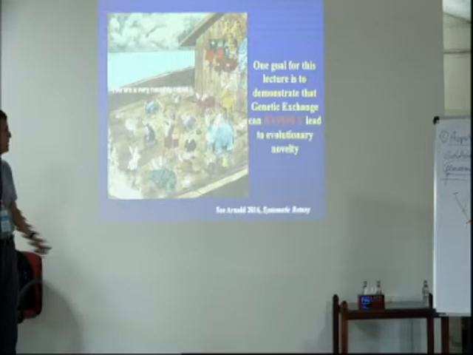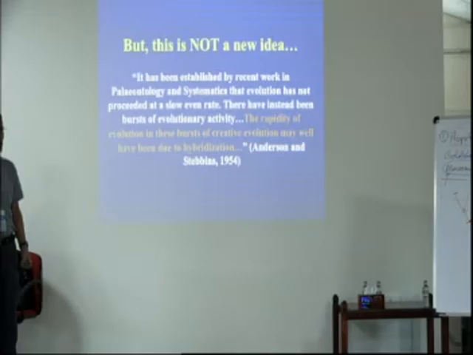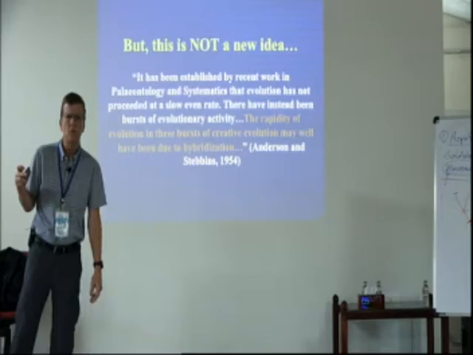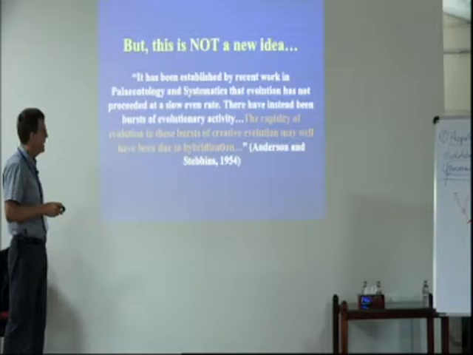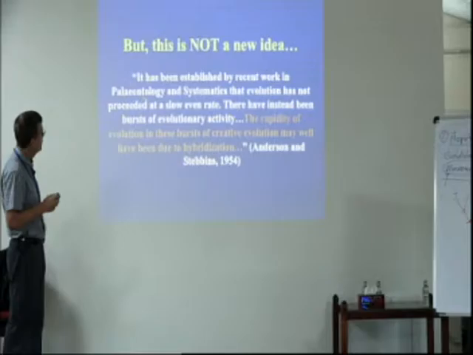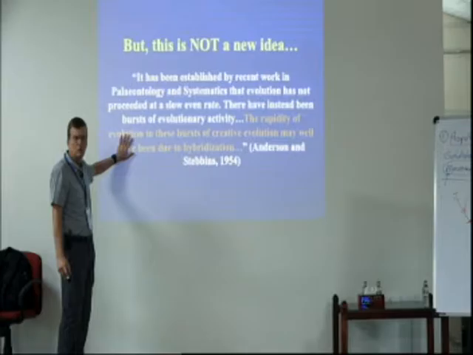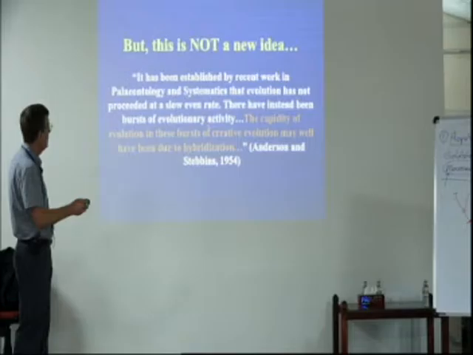All right, but this is not a new idea. I really wish one day I'd have new ideas, okay? And I haven't had one that I know of yet. Either Darwin wrote about it or somebody else. In this case, it's from Anderson and Stebbins, a paper called Natural Hybridization as an Evolutionary Stimulus, from a 1954 Evolution paper. They wrote that it has been established by recent work in paleontology and systematics, and they're talking about the fossil record in eukaryotes, most animals but some plants, that there have instead been bursts of evolutionary activity.